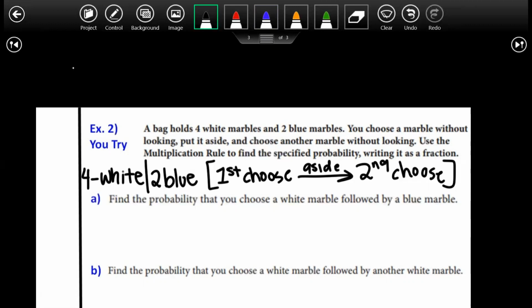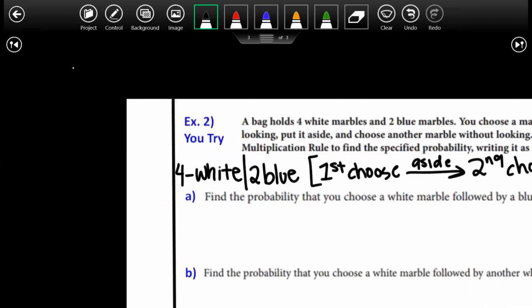Use the multiplication rule to find the specific probability and write it as a fraction. So we need several things. Can someone tell me my sample size for this? 6. We have a total of 6 different marbles in a bag. You can also think of them as an M&M's bag, a small little bite-sized snack of M&M's, right? They have like 6 of them, assuming that there's only 2 colors.